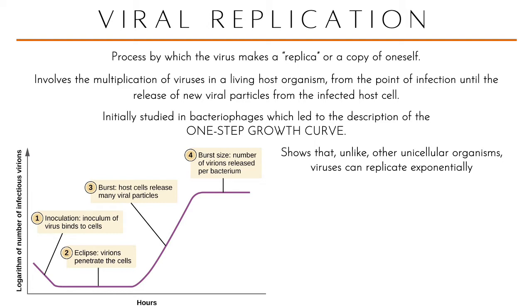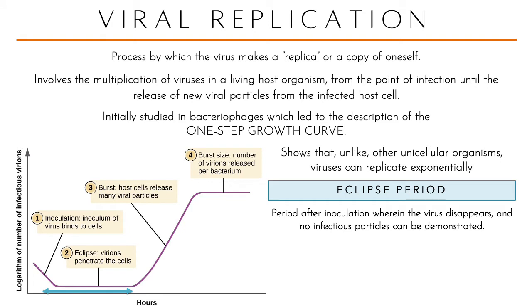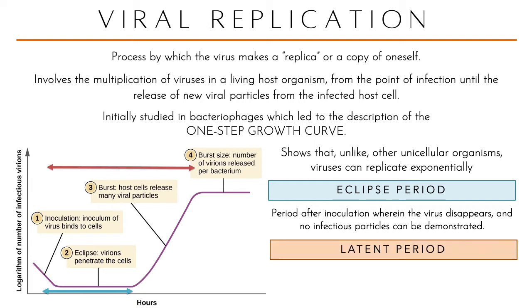intracellularly. And we enter a period they call the eclipse, meaning this is when the entire virus particle disappears. It cannot be demonstrated as it is. This is when the virus enters the cell, gets disassembled, and the process of replication happens. After the eclipse period, there is a burst. Suddenly, the host cells release many viral particles.